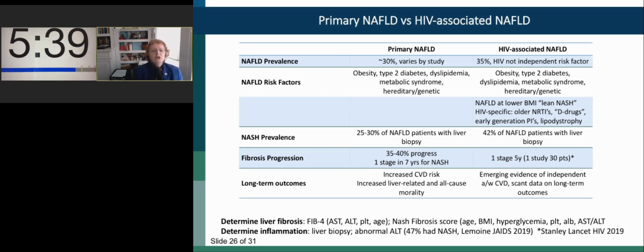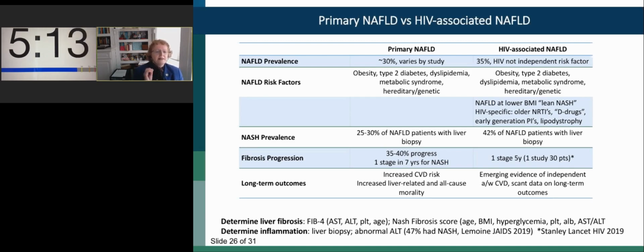But in addition, NAFLD can occur at a lower BMI in HIV patients, so-called lean NASH. There are HIV-specific issues such as older NRTIs, D drugs, early generation PIs, and lipodystrophy, and perhaps integrase inhibitors, but we need more data on that.